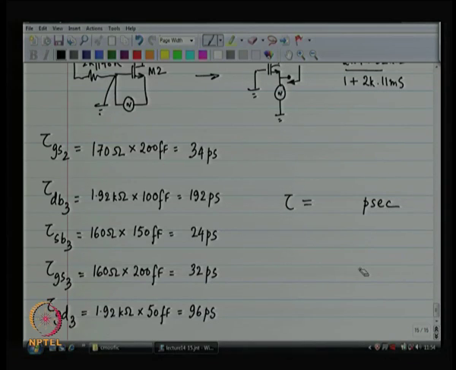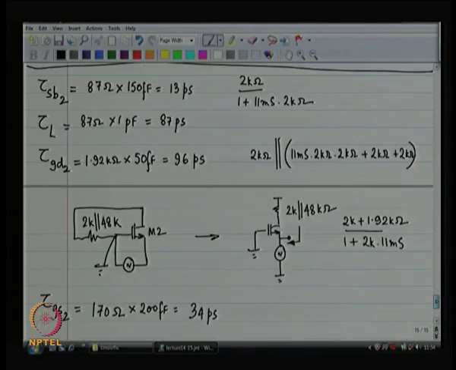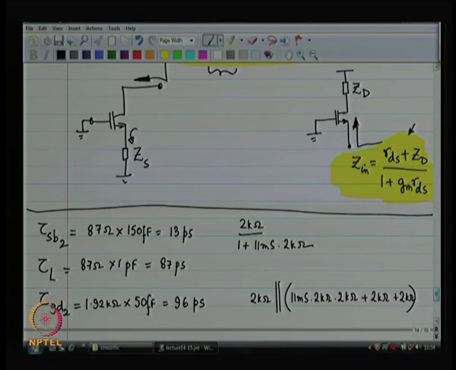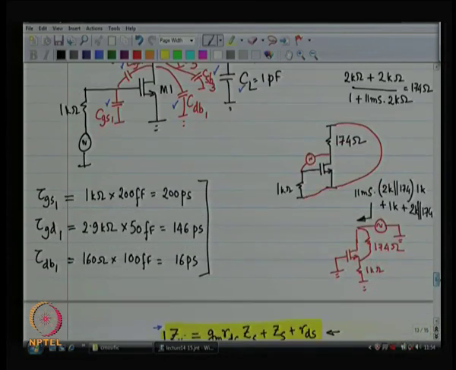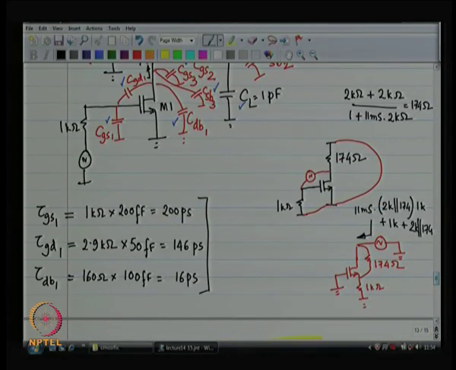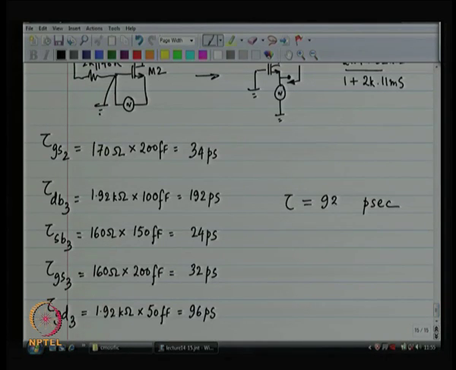So once again, let me do the totaling. 96 pico, and then I've got 32 pico, and then I've got 24 pico, then I've got 192 pico, then I've got 34 pico, okay, that's better. So my new sum total is 936 picoseconds.